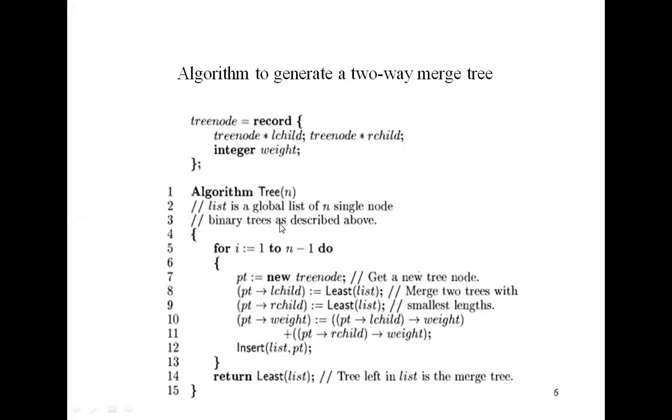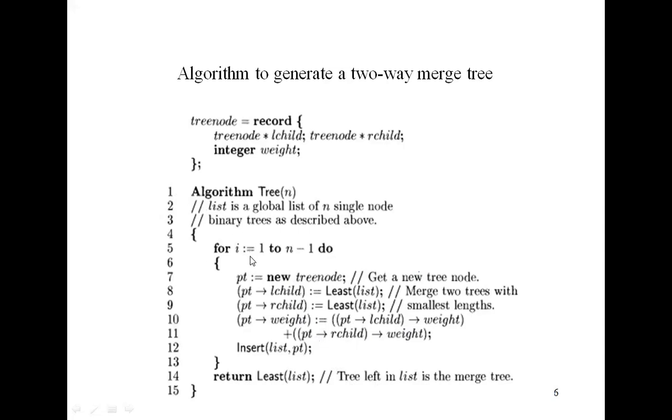In our problem, we want to find the optimal merge tree. So the weight of PT, finally you will get left child weight plus right child weight. Now we can insert list of PT, return list of list. So the tree left in the list is the merge tree. Already explained the same algorithm, just with numbers.